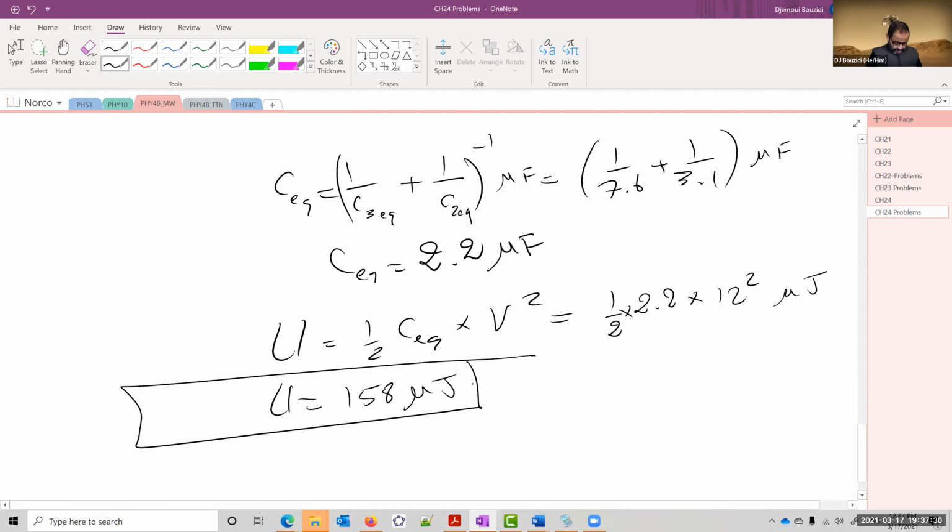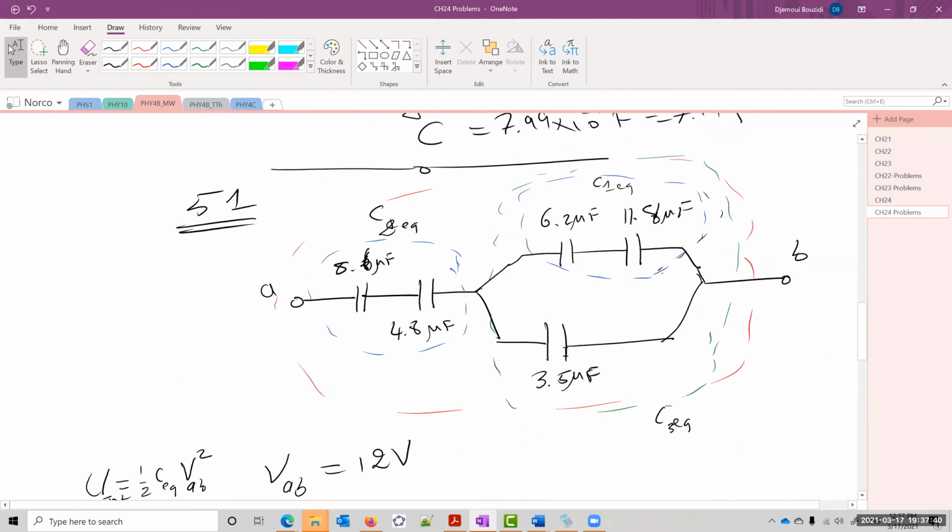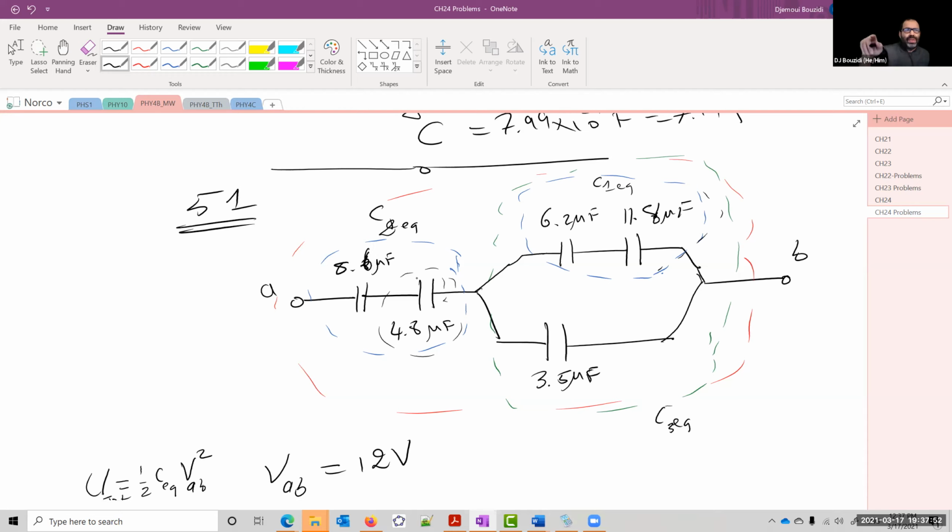And then the second question was, which is a typical question, the energy stored in the 4.8 microfarad capacitor. So they want the energy right here. They don't care about everything else. They care about that capacitor. They want the energy there. Obviously, if I know the voltage across this capacitor only, I can multiply it by 1/2 times 4.8, and I'm in business.